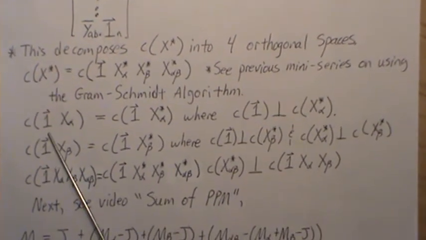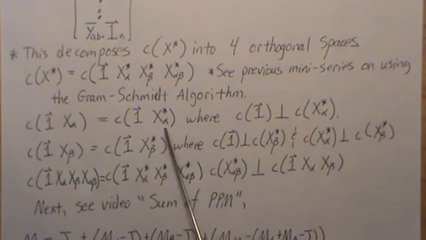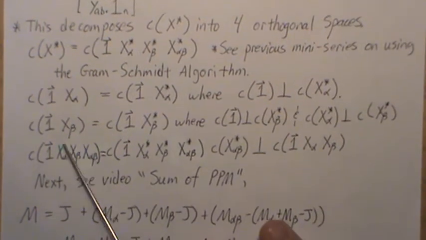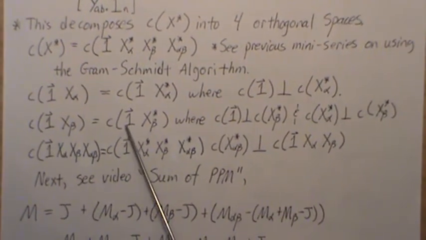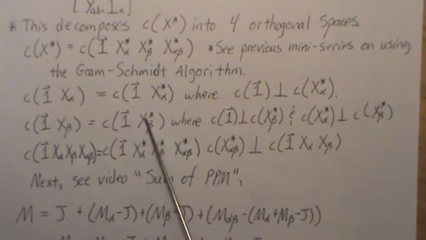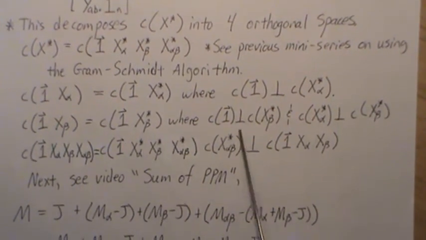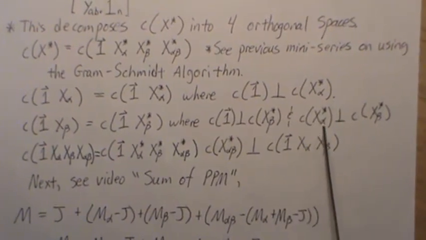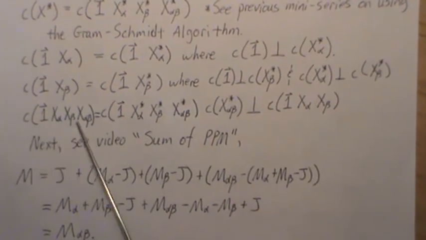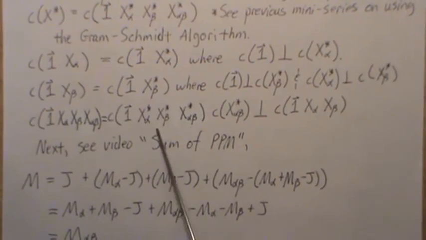So note that the column space of 1, X alpha is equal to the column space of 1, X alpha star, where these two column spaces are orthogonal. Now if we look at the column space of 1, X beta, that's equal to the column space of 1, X beta star, where we use the Gram-Schmidt algorithm to make these columns orthogonal to 1. And then we got by default that it's also orthogonal to X alpha star. Now the entire column space is equal to this column space, where we've made them all orthogonal to each other.